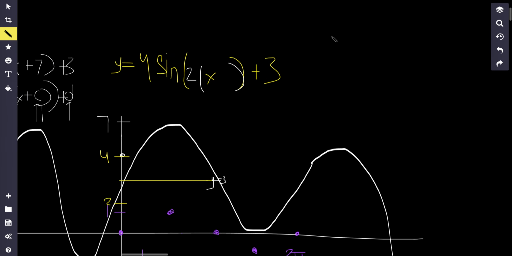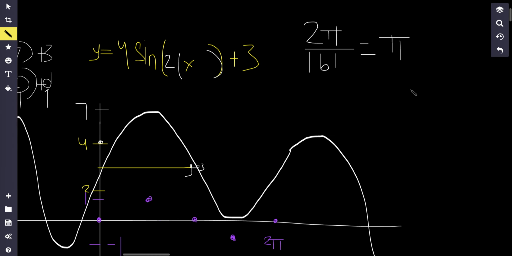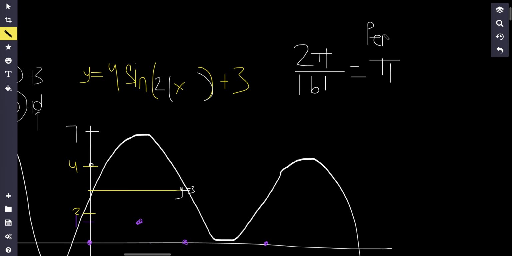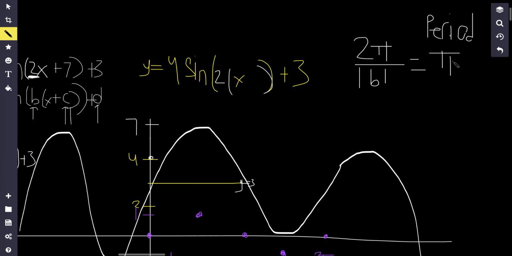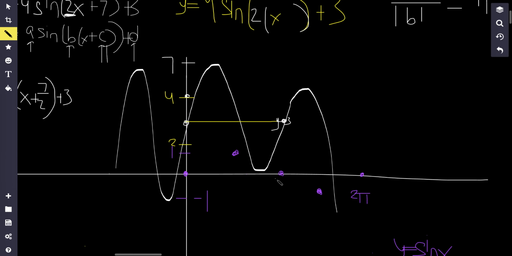Now, what happens is this is going to influence our period, and the way it does is you take 2 pi and divide it by the absolute value of this b term. So in this case, 2 pi divided by 2 is just going to be pi. And this means that our new period is going to be pi units. That's our new period for the graph.